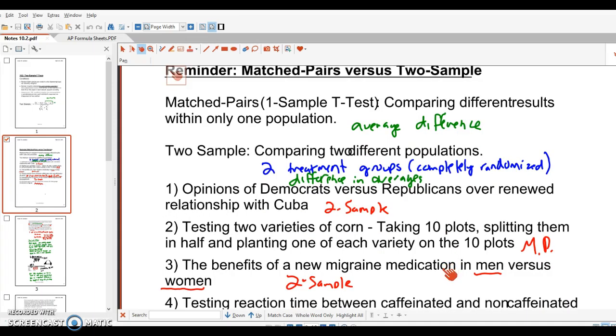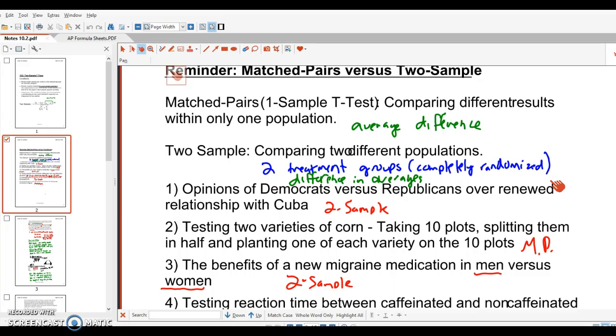Okay, before we get into any examples, just a real quick review: matched pairs versus two samples. Matched pairs is when I'm comparing different results within one population, so I'm looking for the average difference. For example, the reflex rate for both the left and the right hand of individuals, or the pre-test and post-test of language teachers put into an immersion program.